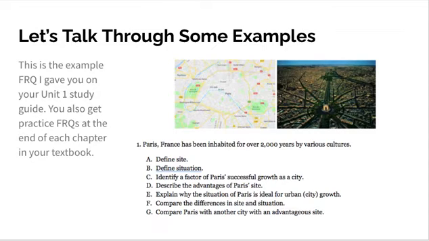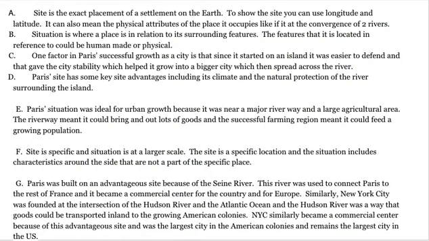Okay, so we're going to take a look at a crack that I made at answering this question. So I have here, site is the exact placement of a settlement on Earth. To show the site, you can use longitude and latitude. It can also mean the physical attributes of the place it occupies, like if it is at a convergence of 2 rivers. You would not need to write all of that. Like if you wanted to actually get this, you could just say site is the exact placement of a settlement on the Earth, period. Okay, I'm trying to show you that there's sort of like a range in which you can do things.